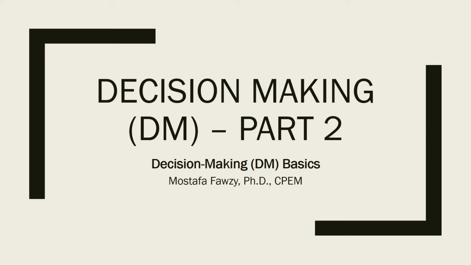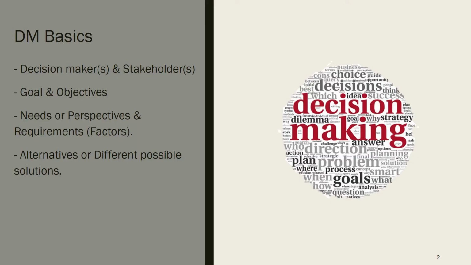Hello everyone. In this short video, we're gonna talk about the second part about decision making, which is basically some basic concepts. So in fact, we're gonna talk about some definitions, what we mean by decision makers and stakeholders, what we mean by goal and objectives, what is the meaning of needs or perspectives and requirements, and finally what we mean by the alternatives or the different possible solutions.